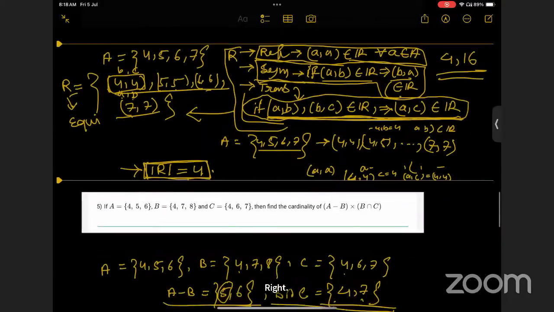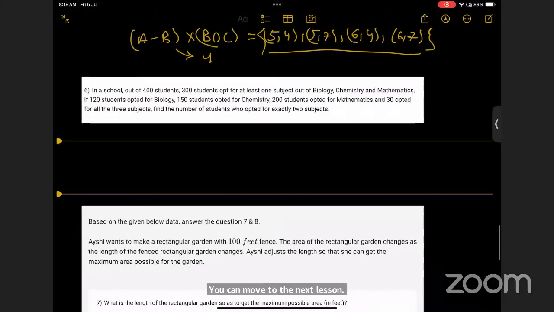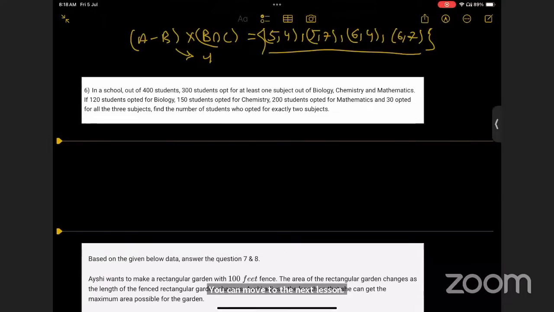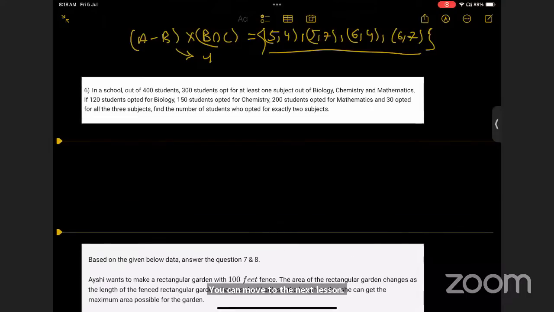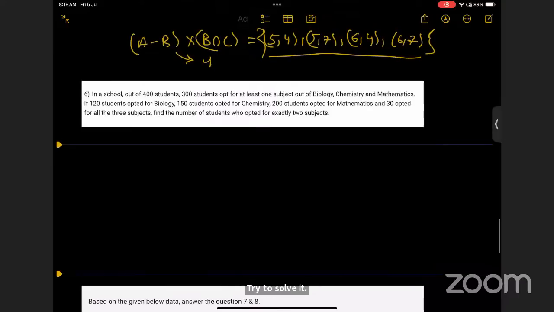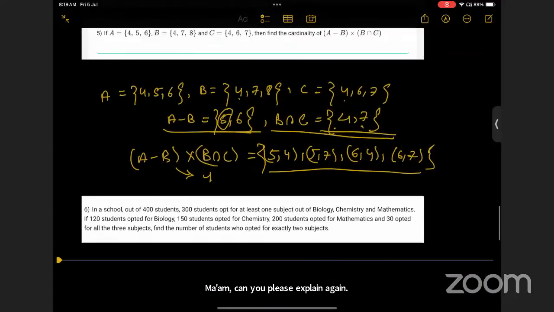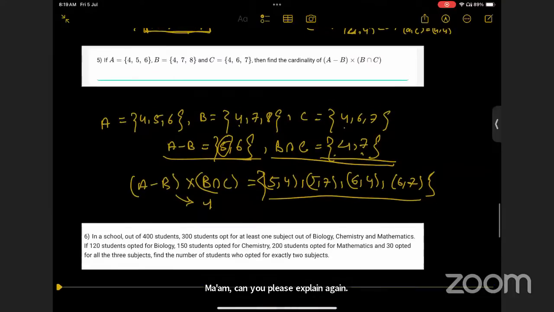So we can move to the next question. This is our next question. Try to solve it. Ma'am, can you please explain again? Which one? Fifth number question. So what is your doubt? That only. Whole question.